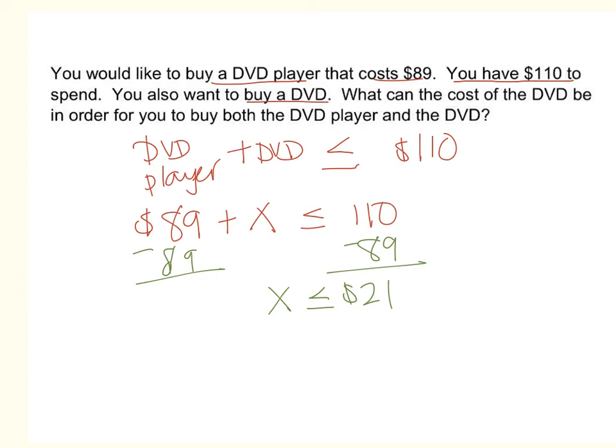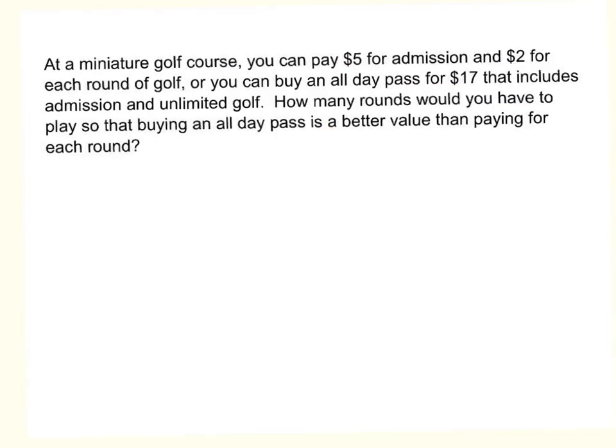Let's look at one final example before we finish up. It says at a miniature golf course you can pay $5 for admission and $2 for each round of golf. Or you can buy an all-day pass for $17, and that includes your admission and unlimited golf. How many rounds would you have to play so that buying an all-day pass is a better value than paying for each round? So again, let's consider this scenario. We want to know when the all-day pass is a better value than paying per round.